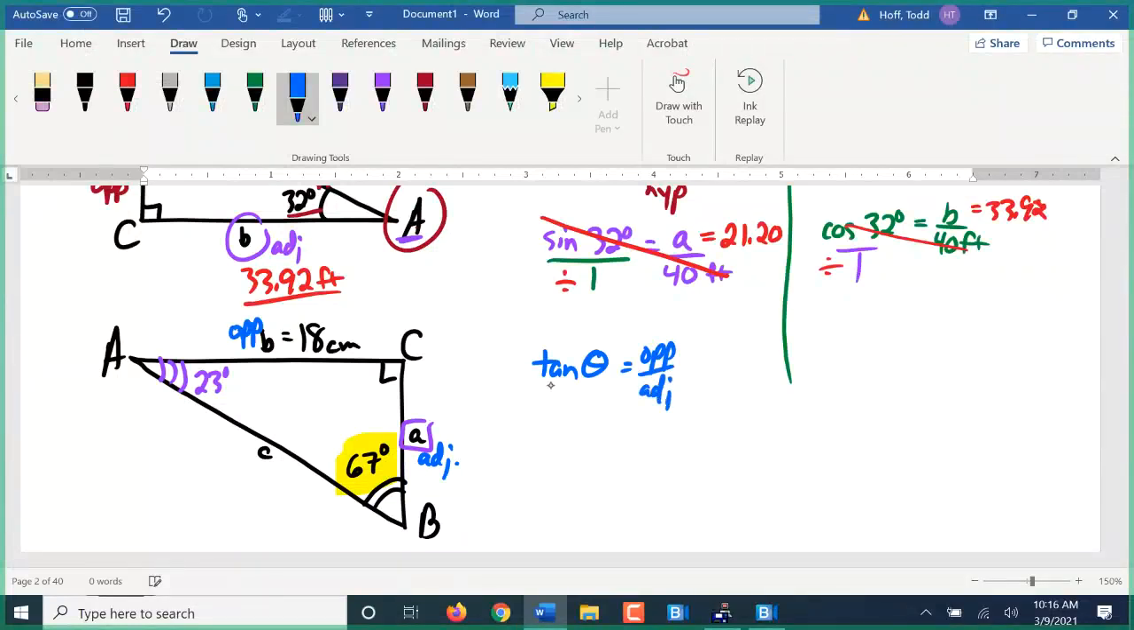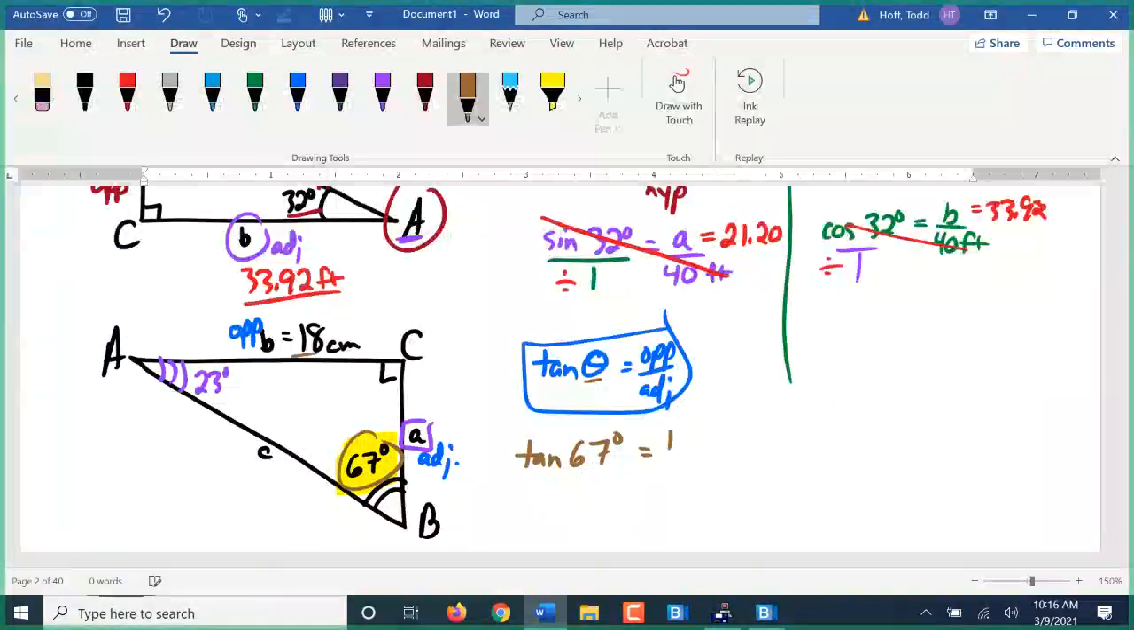You've probably noticed that I write down that definition to start off each problem, and I highly recommend it. That way I write out the definition out of my notes, so I've got the definition correct, and then all I have to do is fill in the information. The angle I'm using here is the 67 degrees. The opposite side is the 18 centimeters. The adjacent side is side A. That's what I'm trying to find here.